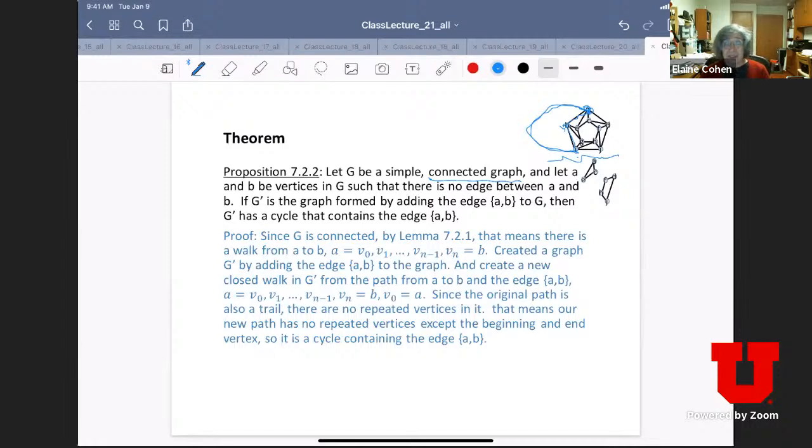So is that loop, which is closed, a trail? Well, yeah, because the original was a path, which meant no repeated vertices and no repeated edges. And I added an edge that wasn't in the original, so I certainly didn't repeat an edge. So now it's a closed walk with no repeated edges, so it's a trail. So it's a circuit. Okay, so we got it. It's a cycle. Good.